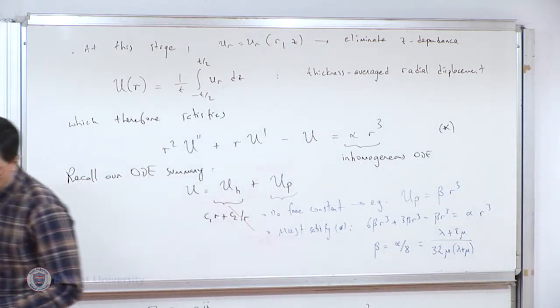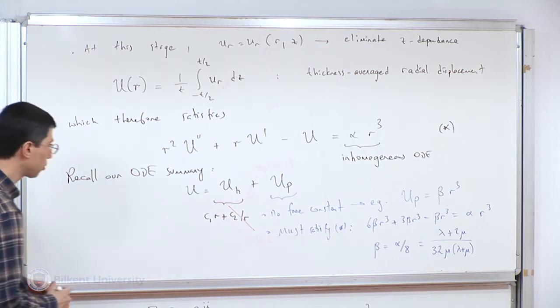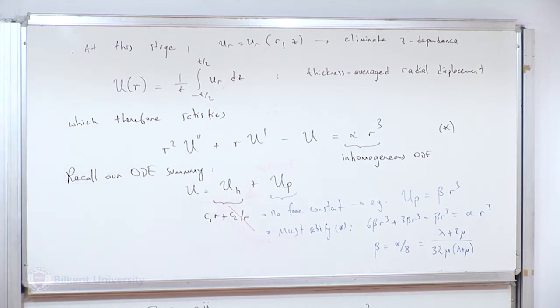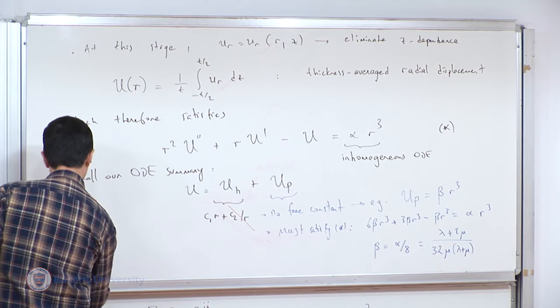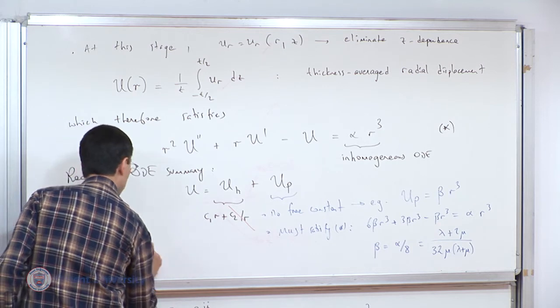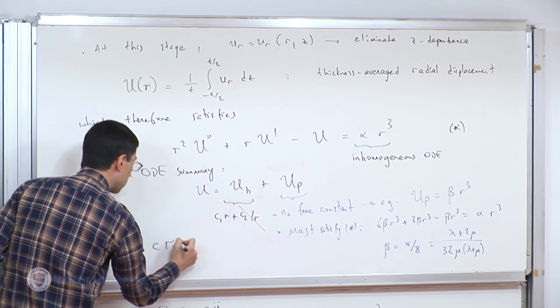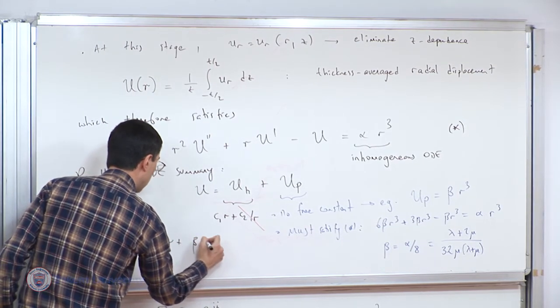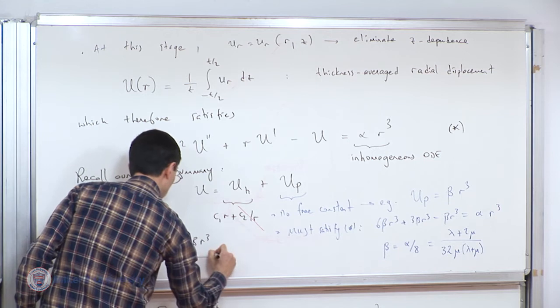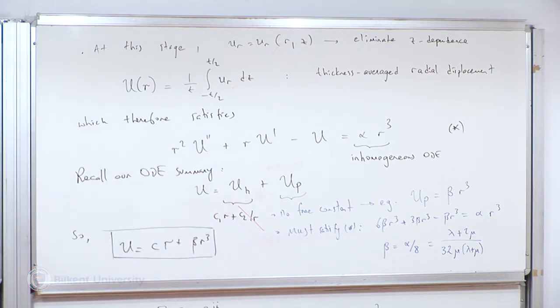So hence our solution is, and I'd like to box that, U is equal to some constant, I'm not going to write C1, just C is sufficient, plus a constant beta r cubed. And that is the result.